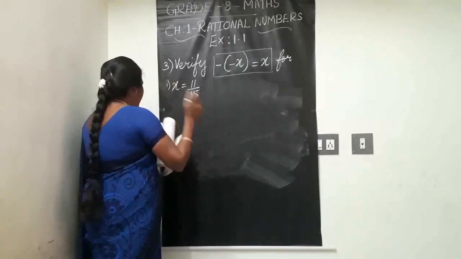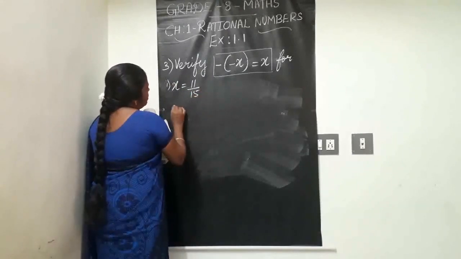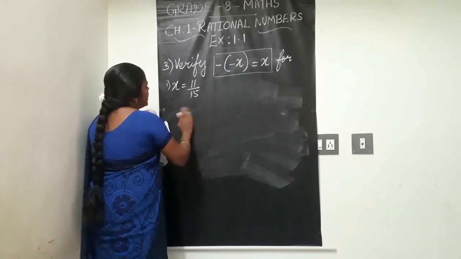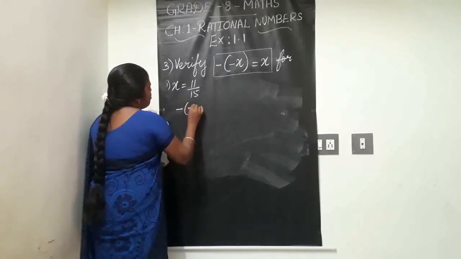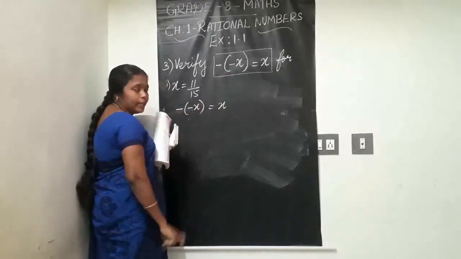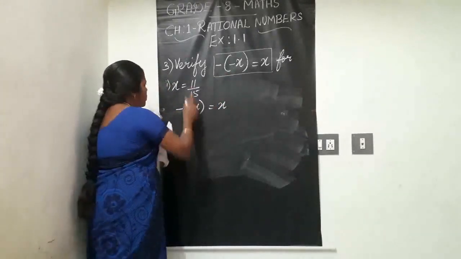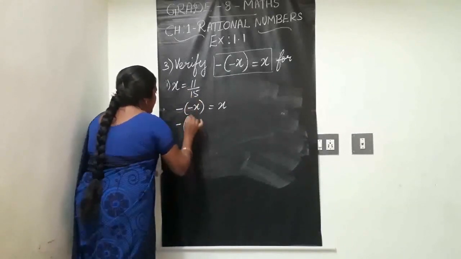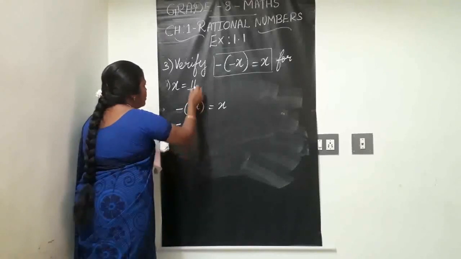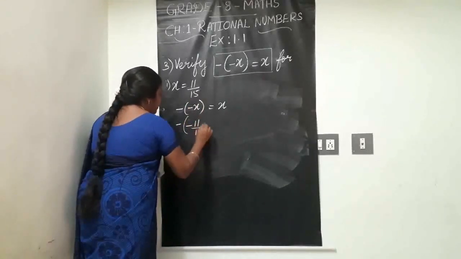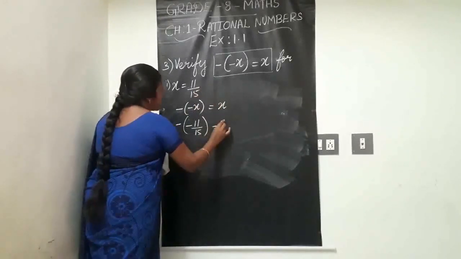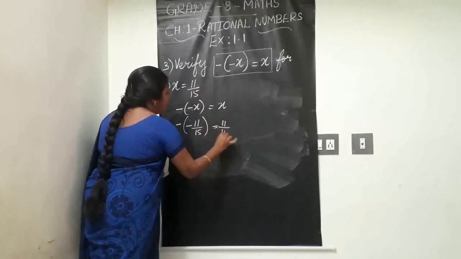x equals 11 by 15. Left hand side, what is there? Minus of minus x is equal to x. The given statement I have taken here. Prove. See, my left hand side as it is, right? Minus into minus of, what is the x value? 11 by 15. Clear? Is equal to, what is the right hand side? x only. x value 11 by 15.